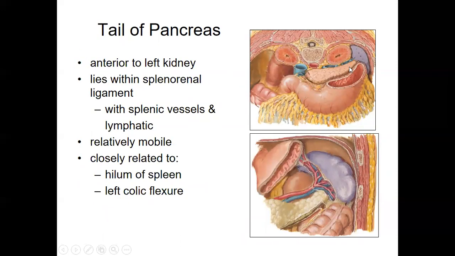Okay, for the tail of the pancreas. So this is the tail of pancreas. It is located anterior to the left kidney. You can see here, this is the left kidney, right? It lies within the spleno-renal ligament, with the splenic vessels and lymphatic vessels located within this ligament. And this tail of pancreas is relatively mobile because it lies within this ligament.